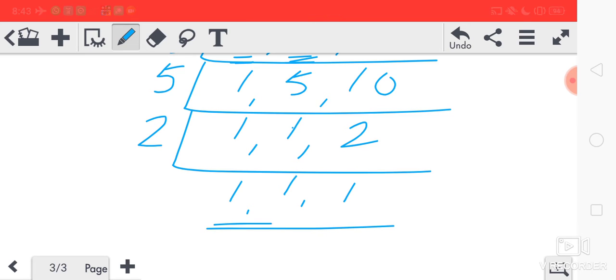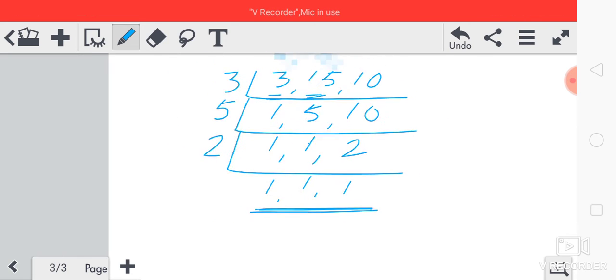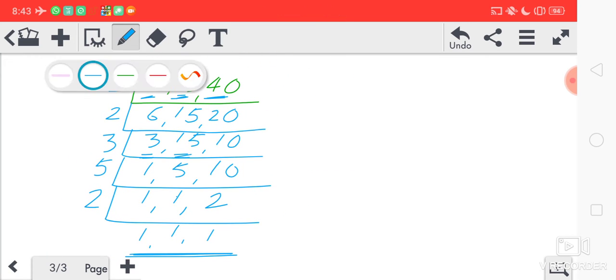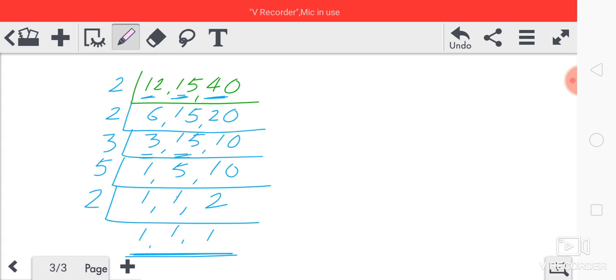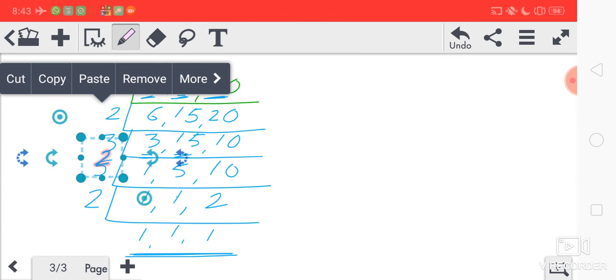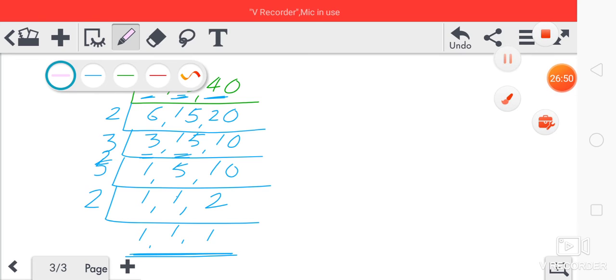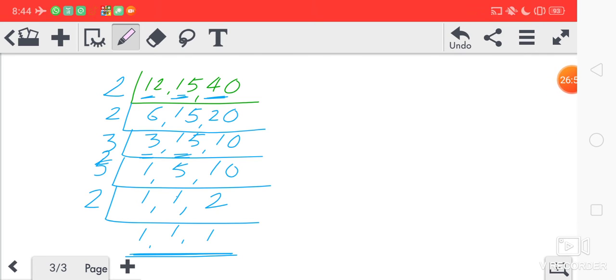Now look here. At last we are getting 1 1 1. So we'll stop here. Okay. Now we'll see the left side. Which numbers are we getting? 2 2. So on the left side we are getting what numbers? 2 2 3 5 2.